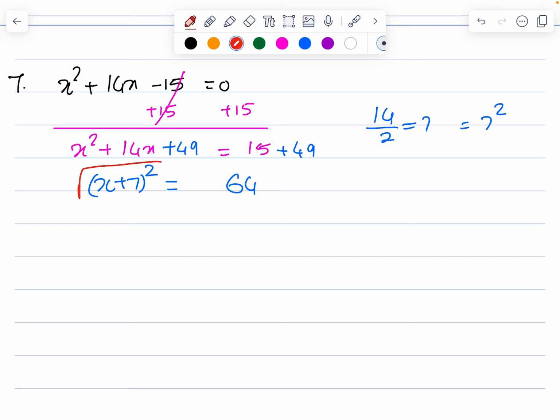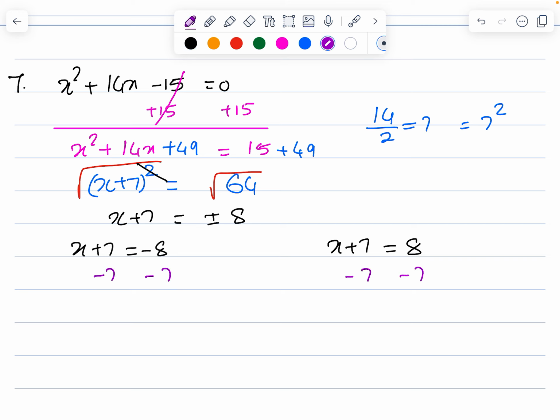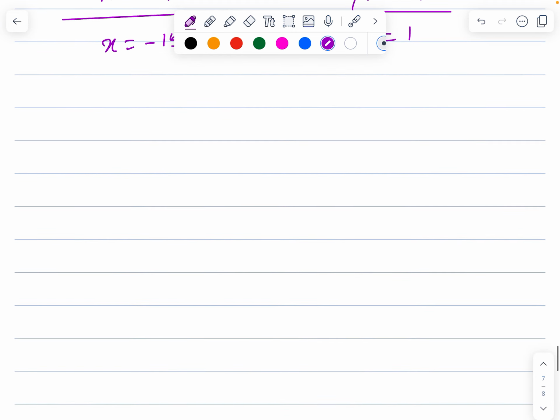Then find the square root. Square and square root get cancelled. x plus 7 equals plus or minus 8. So one time I'm going to take negative 8 and other time I'm going to take positive 8. So then again, subtract 7 on either side. 7 gets cancelled. x equals negative 15. 7 gets cancelled. x equals 1. Question number 8. k square minus 12k plus 23 equals 0.